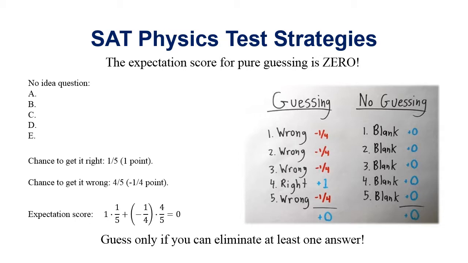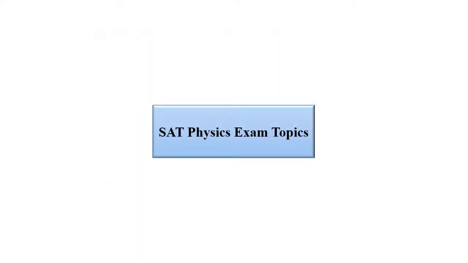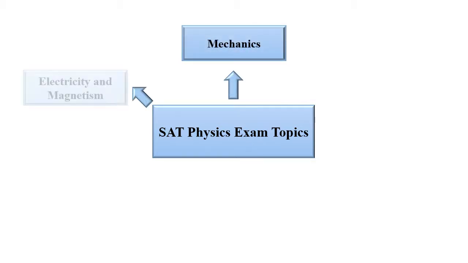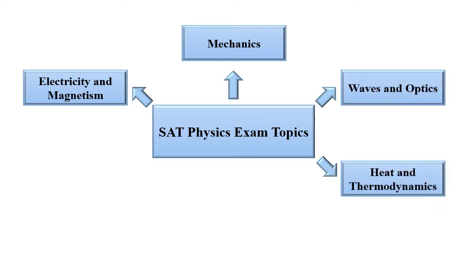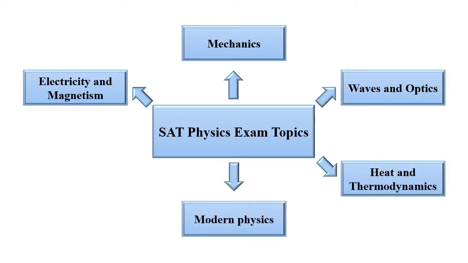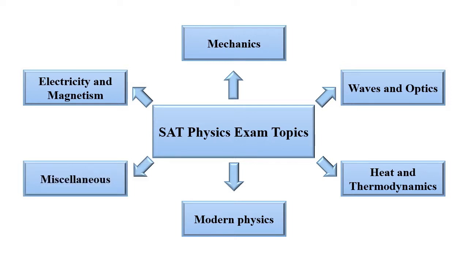Now let's talk about the content of the SAT test. The test covers a lot of material. It includes mechanics, electricity and magnetism, waves and optics, heat and thermodynamics, modern physics, and also some miscellaneous questions about the universe, famous discoveries, experiments, and scientists. Each of these has subsections.